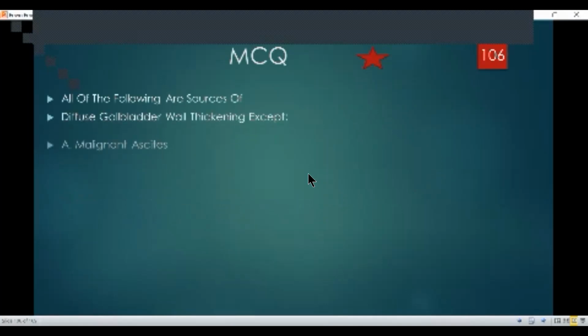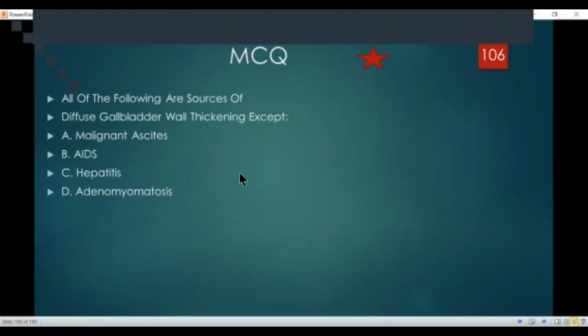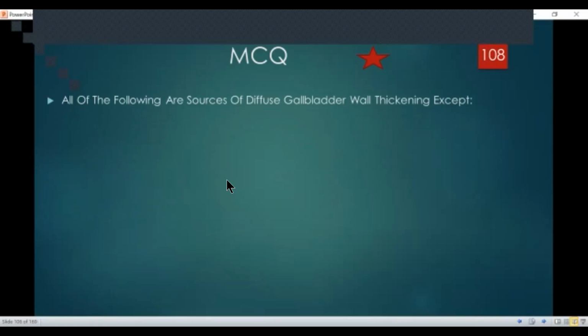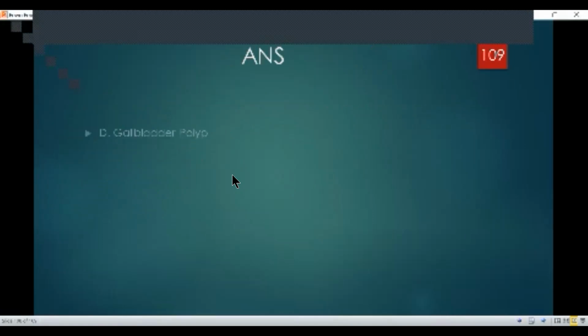All of the following are sources of diffuse gallbladder wall thickening, except. So diffuse wall thickening may be caused by all except the malignant ascites. It does not cause thickening of the gallbladder. All of the following are sources of diffuse gallbladder wall thickening, except. So all will cause diffuse thickening, that is benign ascites, hepatitis, congestion, heart failure, except the gallbladder polyp, because a gallbladder polyp will cause focal gallbladder wall thickening.